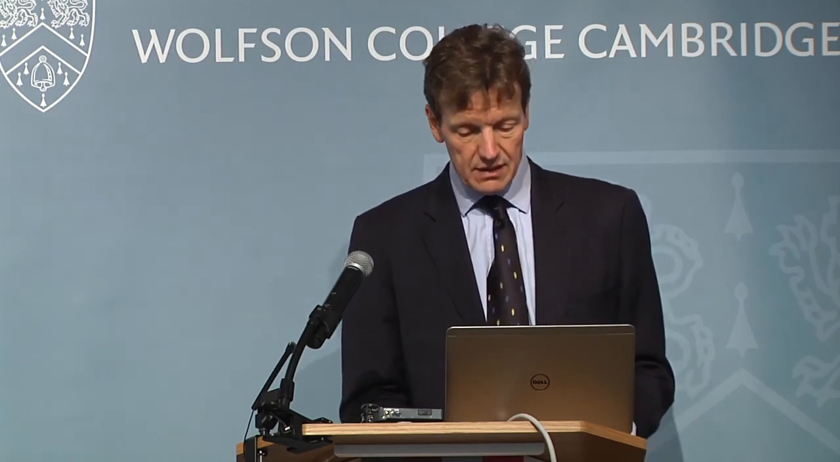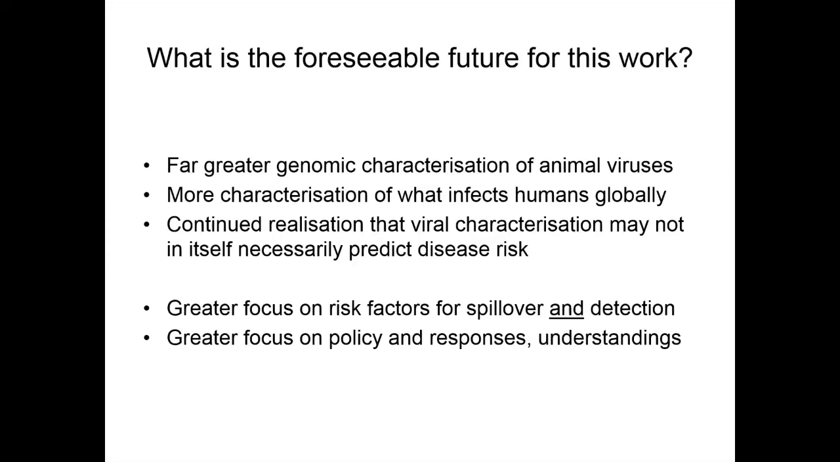But one of the key things that I predict is that there's going to be a continued realization that virus characterization and sequencing is not going to be enough to predict disease risk. I think we need to focus far more on risk factors, trying to understand what factors promote spillover of infection from animals to humans, but also what promotes the ability for us to detect it. And I think at the moment the major risk factor for detection of outbreaks of disease in humans is transmission between humans, which is very, very different from the spillover itself.